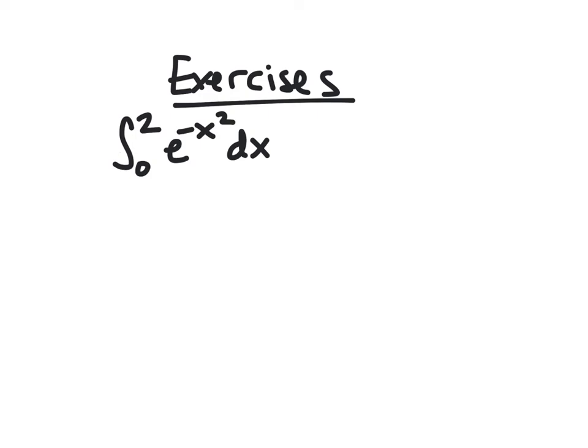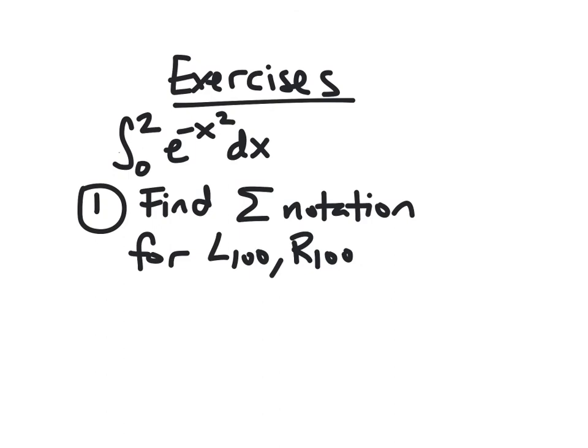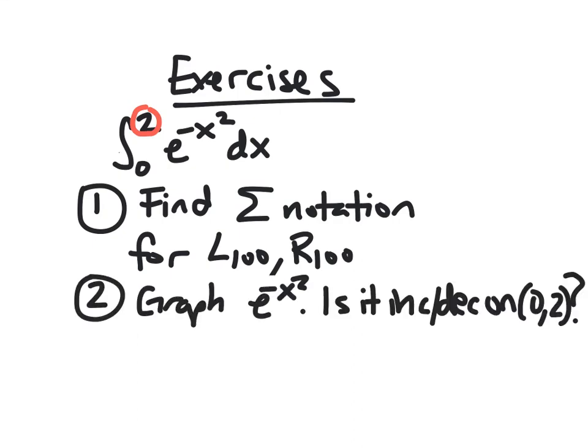try our best. So the first thing I want you to do is to write in sigma notation the sums L100 and R100. And here, remember, be careful, this is a 2, not a 1 this time, so it's at least a little bit different in terms of finding your delta x. Next, I want you to graph the function, because if we want to get an upper or lower bound, it would be nice to know if this is just always increasing or always decreasing on the interval, just like cosine of x squared was always decreasing from 0 to 1.